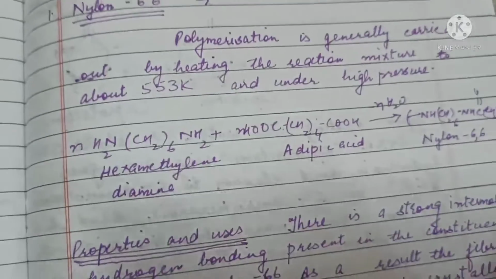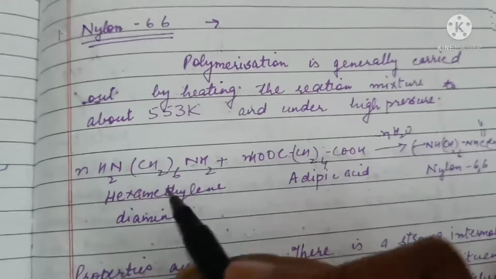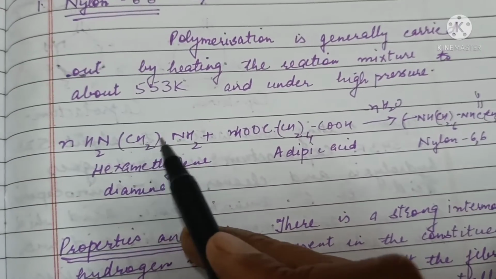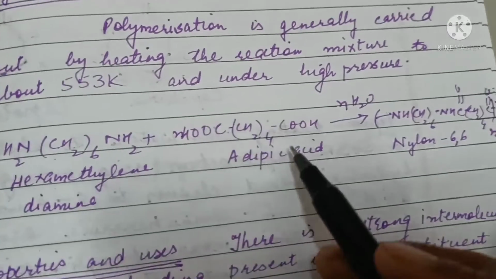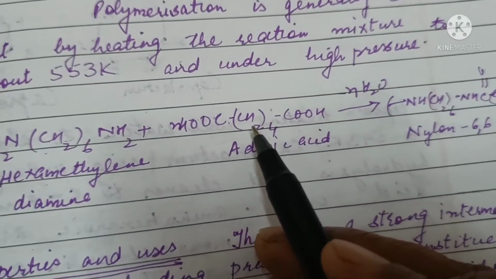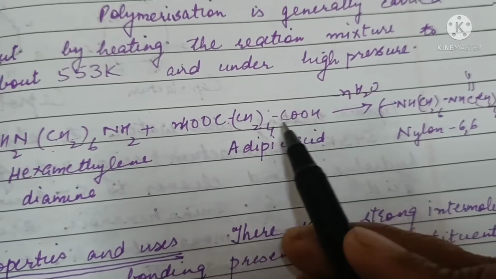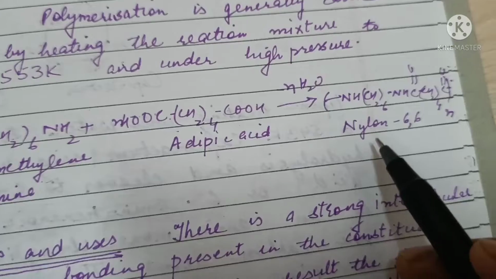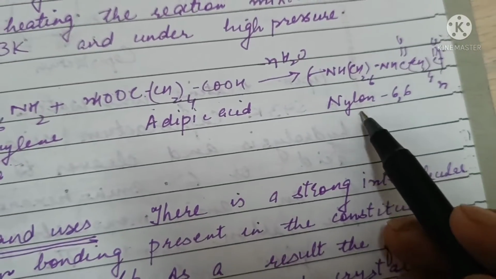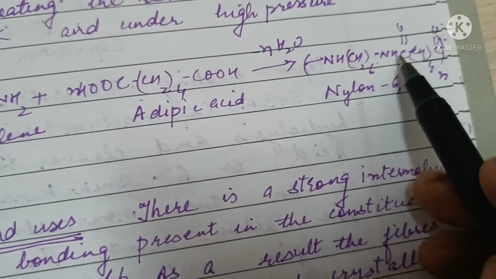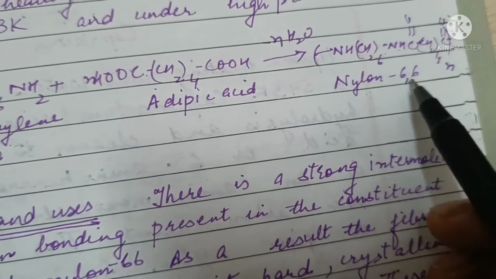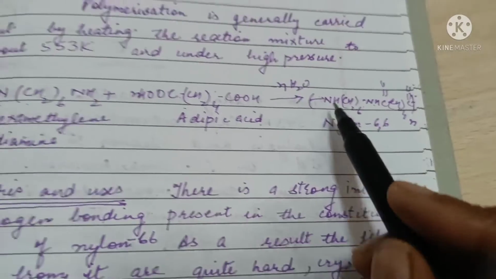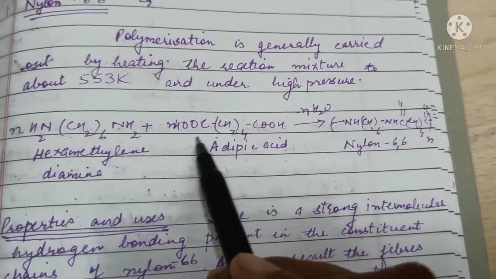For example, nylon 6,6 is a polymer of hexamethylene diamine, 6 methylene groups and 2 amine groups, and adipic acid, 4 methylene groups and 2 COOH groups. These will combine stepwise to form a polymer nylon 6,6. Here CONH is the repeating unit. Nylon 6,6 has this name because the two monomers have 6 carbon atoms each.